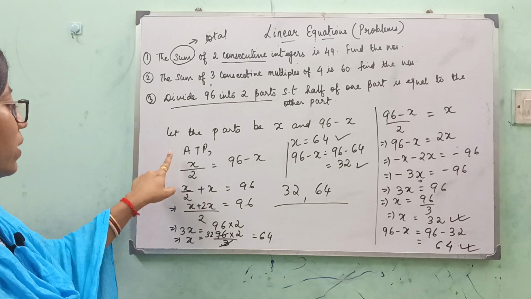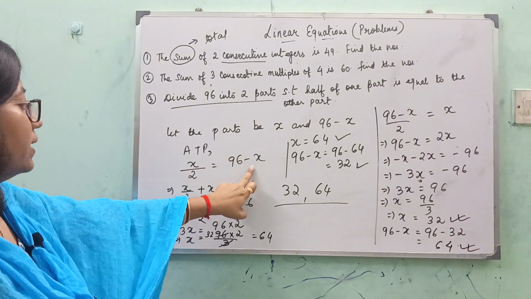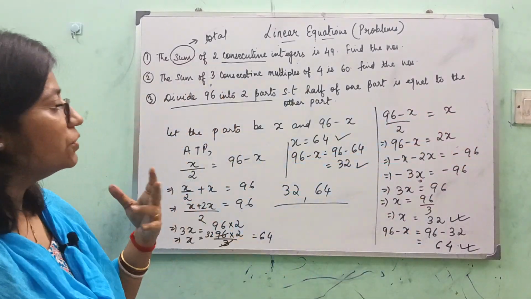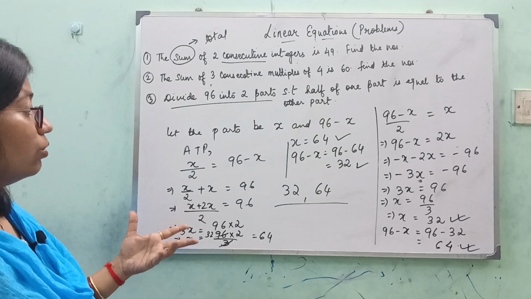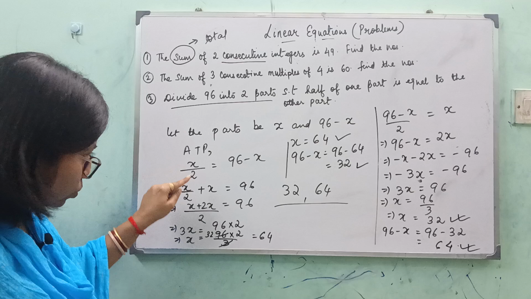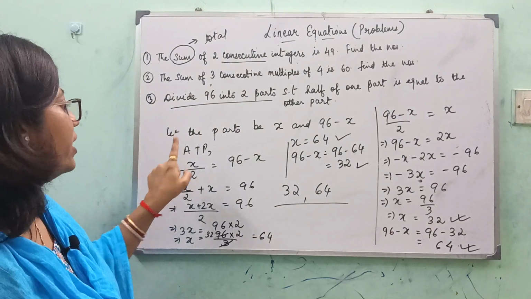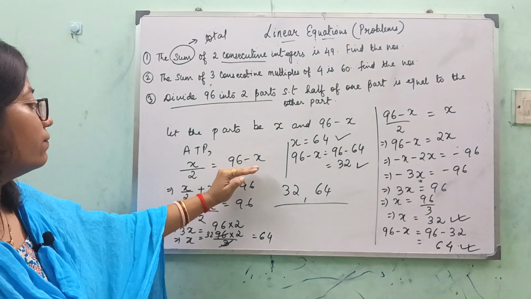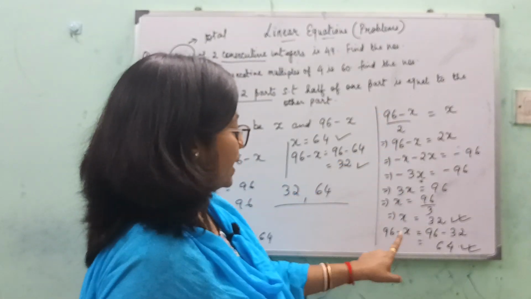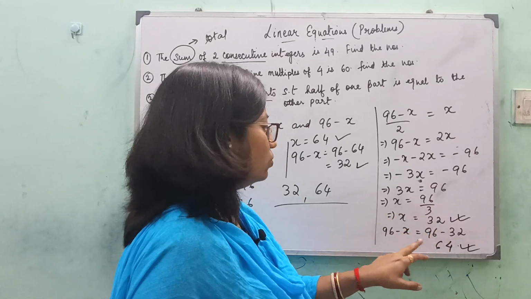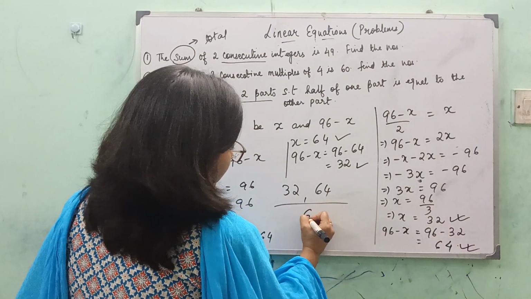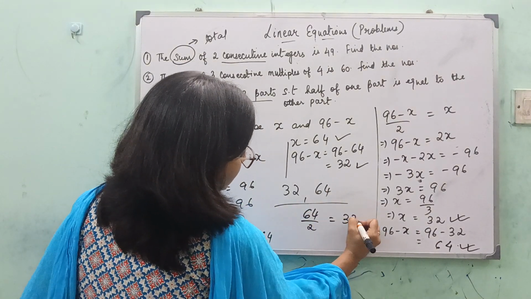Either way you can do. Either you halve this and make it equal to this one, or you can halve this one and make it equal to x. Whichever you feel like you can go. Both will give you the two parts. If you do this method, then in this case you are getting your value of x as 64 and the value of 96 minus x as 32. If you do this, then in this case you are getting the x's value to be 32 and the 96 minus x's value has to be 64, because 64 by 2 is 32.